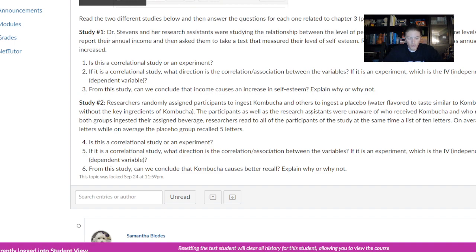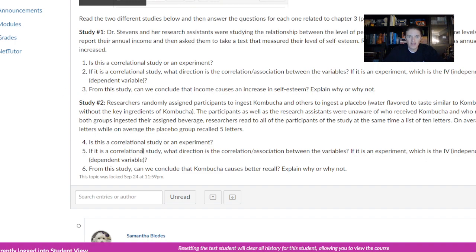Study number 2 was an experiment, right? So they randomly assigned participants to ingest kombucha and others to ingest a placebo. And then in this case, the independent variable that we're looking at is the kombucha. The different levels of that would be people who ingested kombucha and those who ingested placebo, water flavored to taste like it and in that bottle, but not kombucha. The dependent variable is the list of letters, right? So we are looking at the list of 10 letters to see what you could recall, and that was the dependent variable.